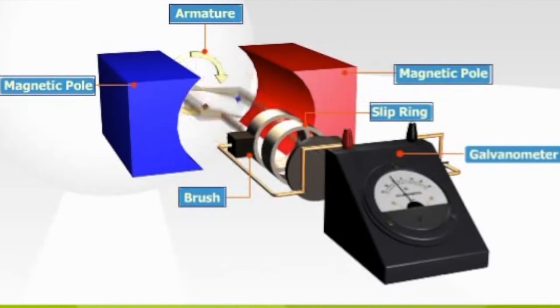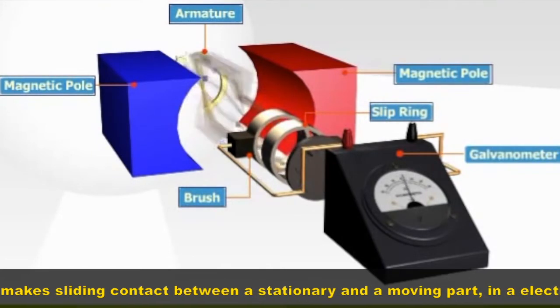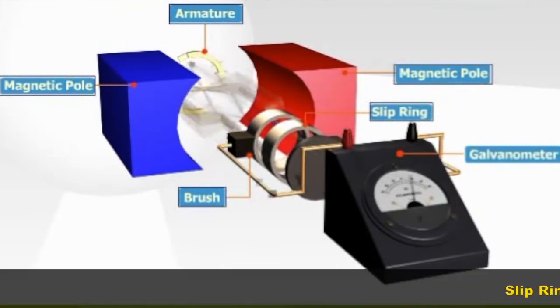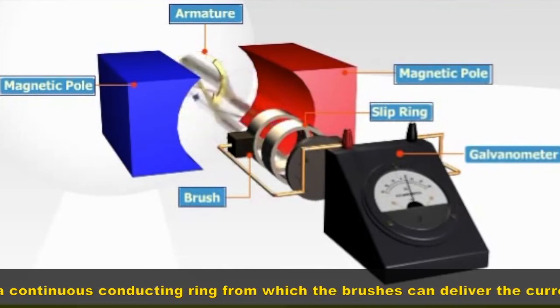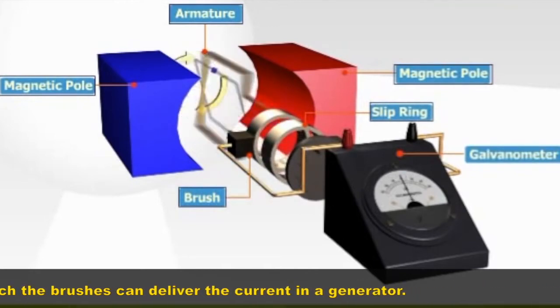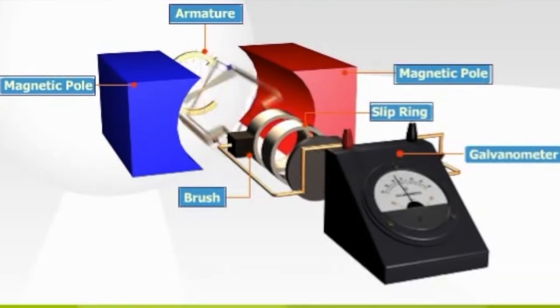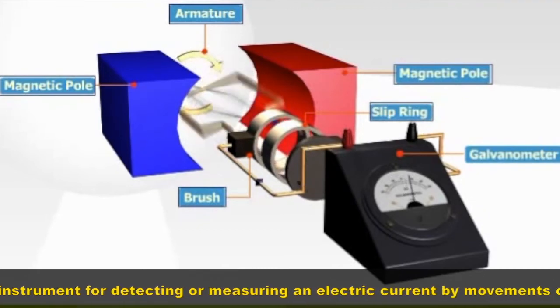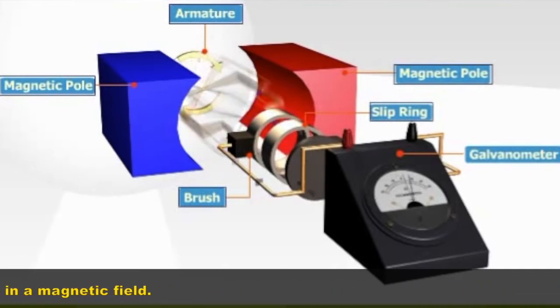Now let's talk about the brushes. The definition of brushes is electrical conductors that make sliding contact between a stationary and a moving part in an electric generator. Now for the definition of the slip ring. It is a continuous conducting ring from which the brushes can deliver the current in a generator. Last but not least, the definition of galvanometer. It is an instrument for detecting or measuring an electric current by movements of a magnetic needle in a magnetic field.